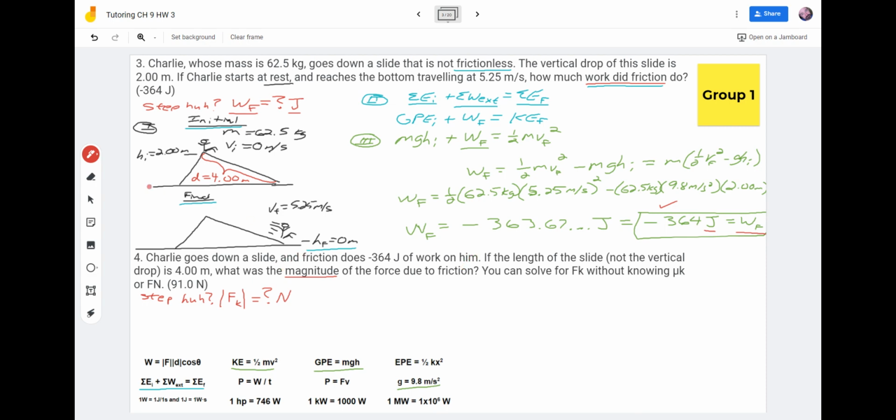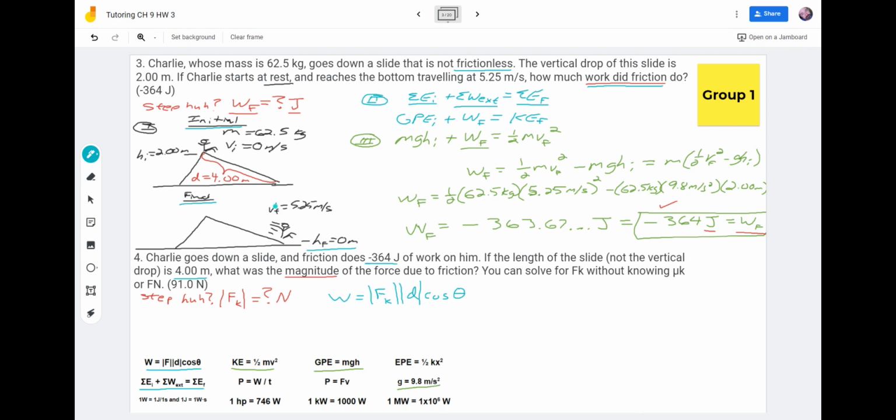So in this problem, I'm not going to do it the whole big strategy way. What's going on here is we want this force here. The things we know are the amount of work that's done on him, and we know the displacement. Charlie going from here down to here goes 4 meters. So for this one, we're going to just be using this formula. Work is equal to magnitude of the force, well, it's the force due to friction, times the magnitude of his displacement, the distance, times cosine of theta, the angle between them.